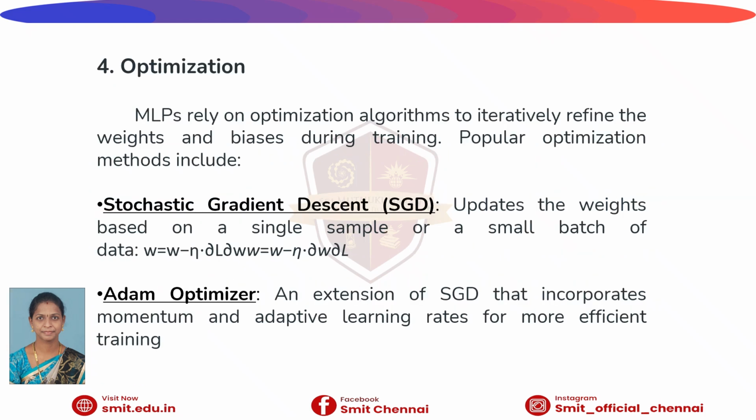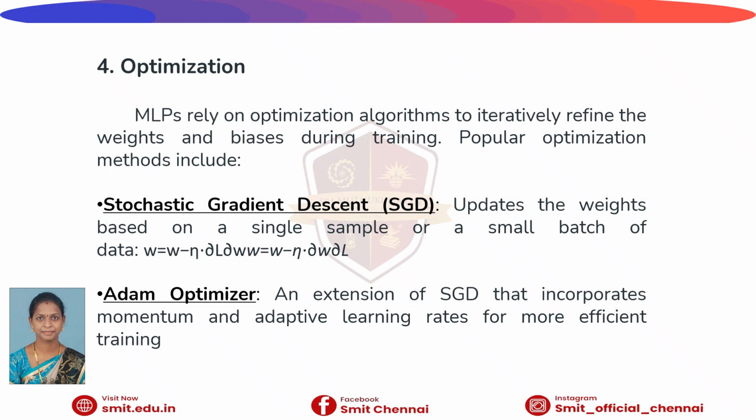Next, optimization. Optimization algorithms are responsible for improving the learning process. They iteratively refine the weights and biases so that the neural network converges toward the best possible solution. Stochastic gradient descent, also called SGD, updates the weights using one sample or a small batch of samples at a time. It requires less memory and often converges faster compared to traditional gradient descent.